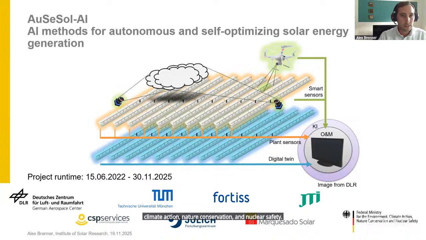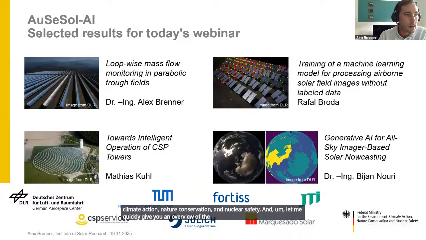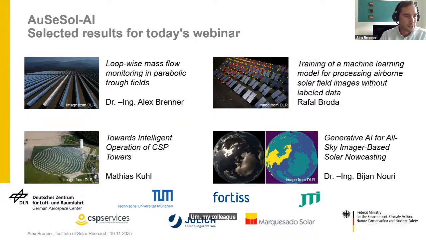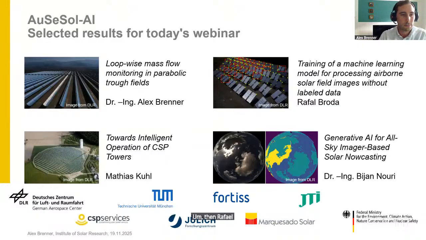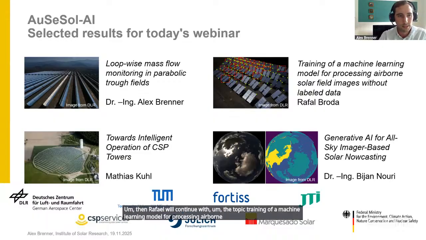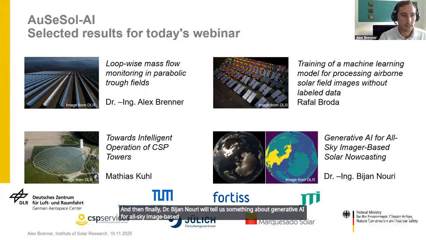Let me quickly give you an overview of the presentations. I will start with the loop-wise mass flow monitoring in parabolic trough fields. My colleague Matthias Kuhl will then go on with the topic of intelligent operation of CSP towers. Then Rafael will continue with the training of a machine learning model for processing airborne solar field images without labeled data. And then finally, Dr. Bijan Nouri will tell us about generative AI for all-sky image-based solar nowcasting.